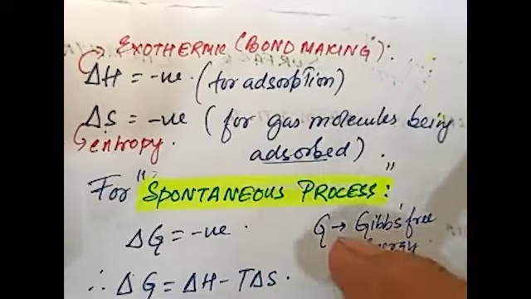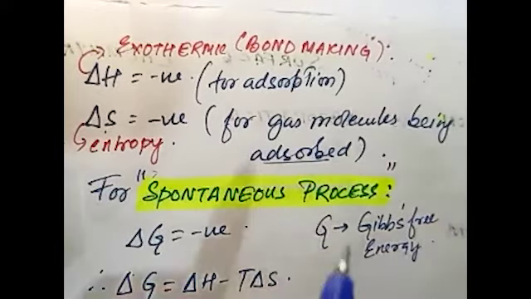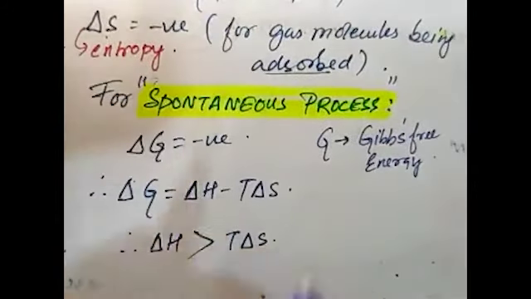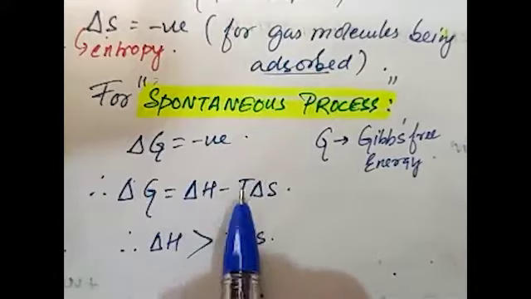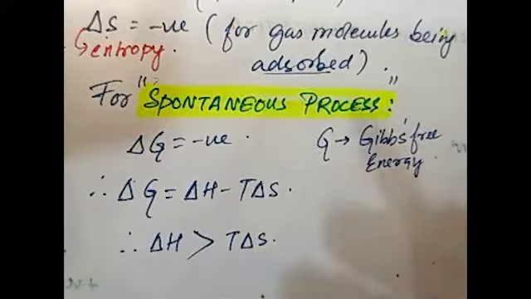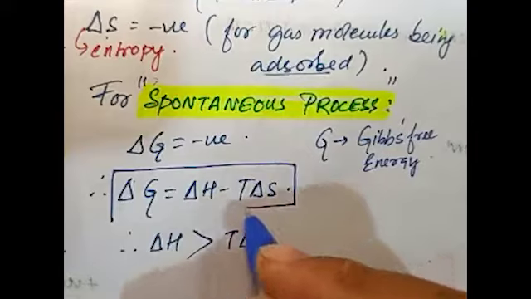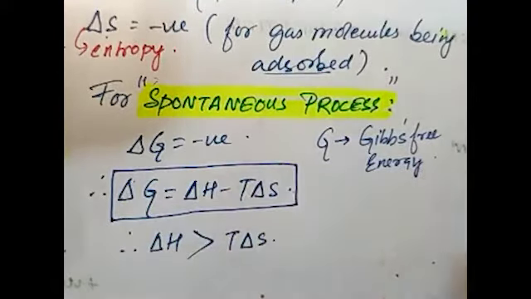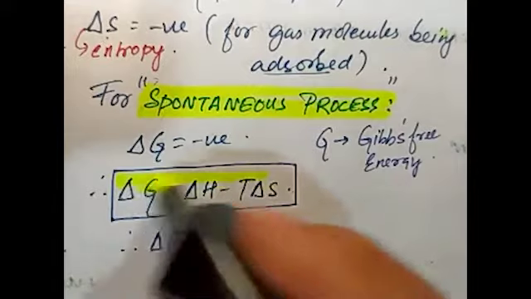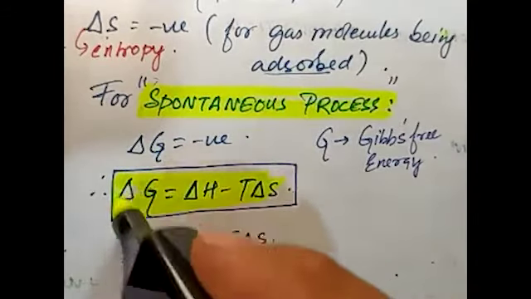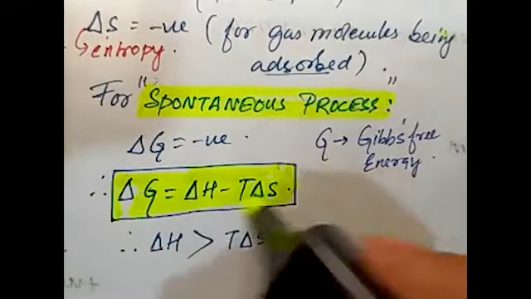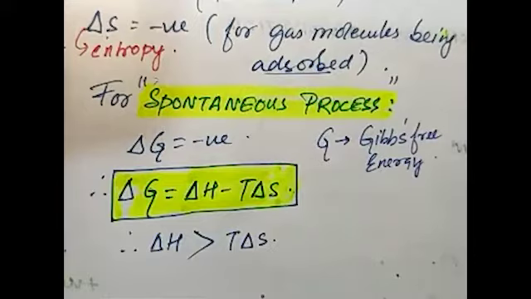ठीक है. तो ये गिव्स फ्री एनर्जी जो होगा वो नेगेटिव हो जाएगा. अल्टीमेटली, what will be the value? ΔG = ΔH − TΔS. ठीक है. This is your basic understanding of Gibbs free energy. गिव्स फ्री एनर्जी का वैल्यू होता है ΔG = ΔH − TΔS. वेरी इंपॉर्टेंट, वेरी वेरी इंपॉर्टेंट. ΔG = ΔH − TΔS.